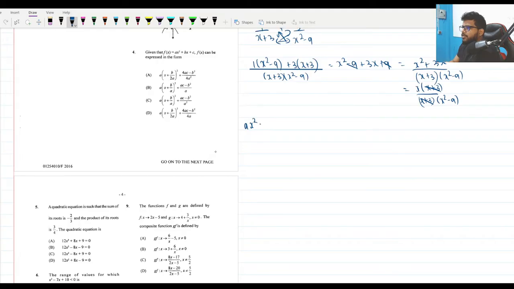ax squared plus bx plus c is equal to something in the form of a completed square: a into x plus h squared plus k.